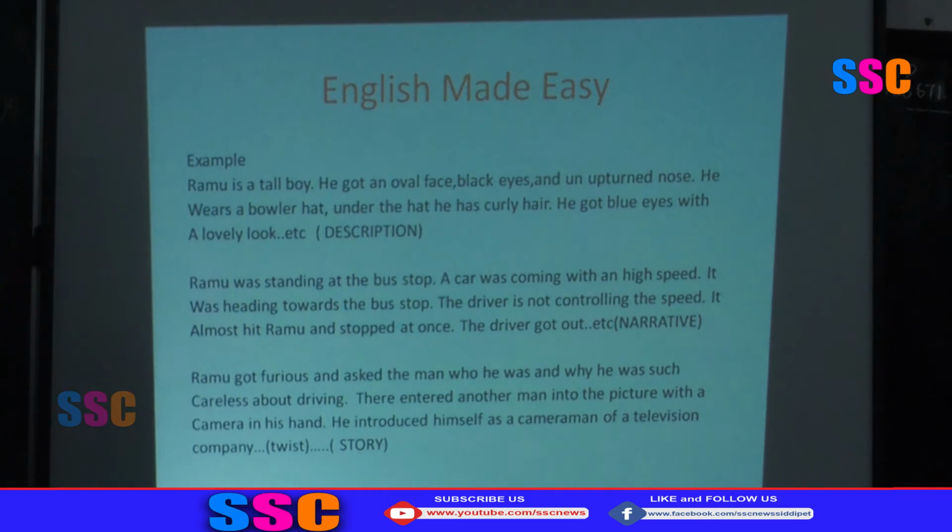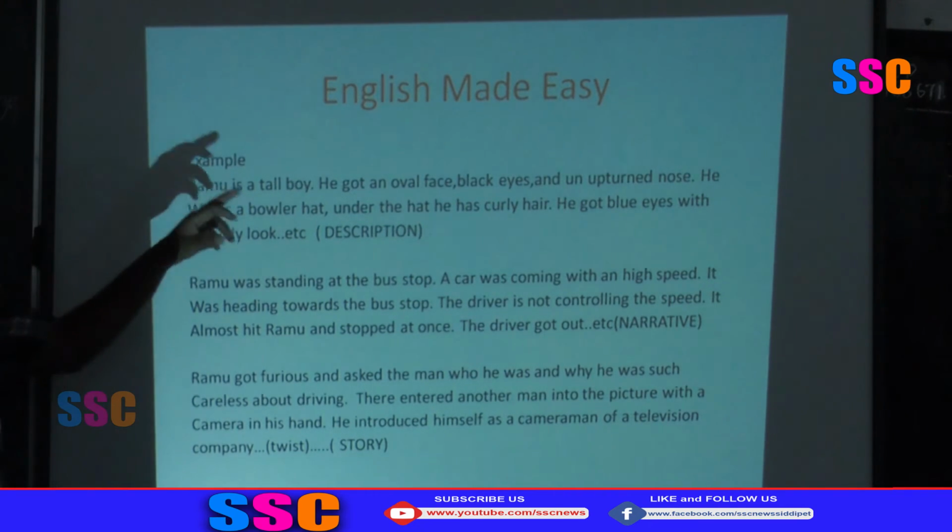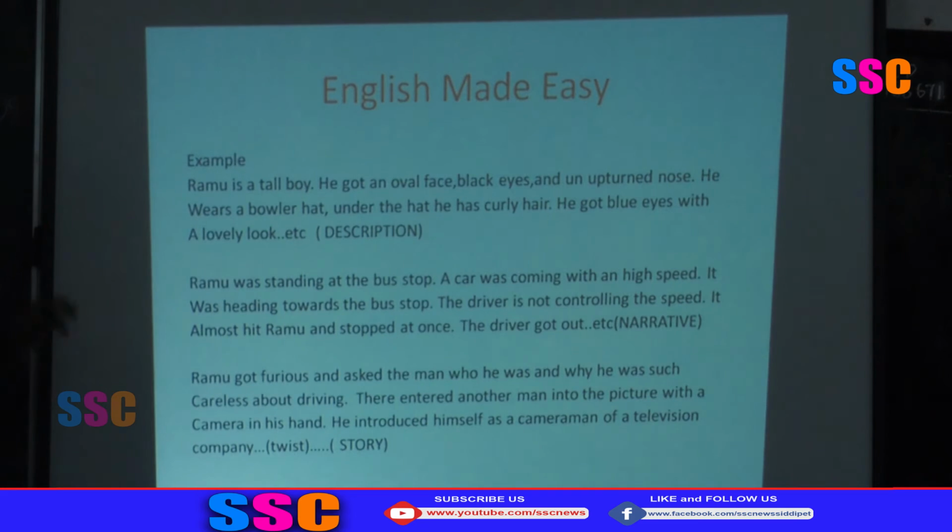See, Ramu is a tall boy. He got an oval face, black eyes, and an upturned nose. He wears a bowler hat. Under the hat he has curly hair. He got blue eyes with a lovely look, etc. This is a description. Now see how I turn this description into a narrative. Now I am developing another narrative from the same description.